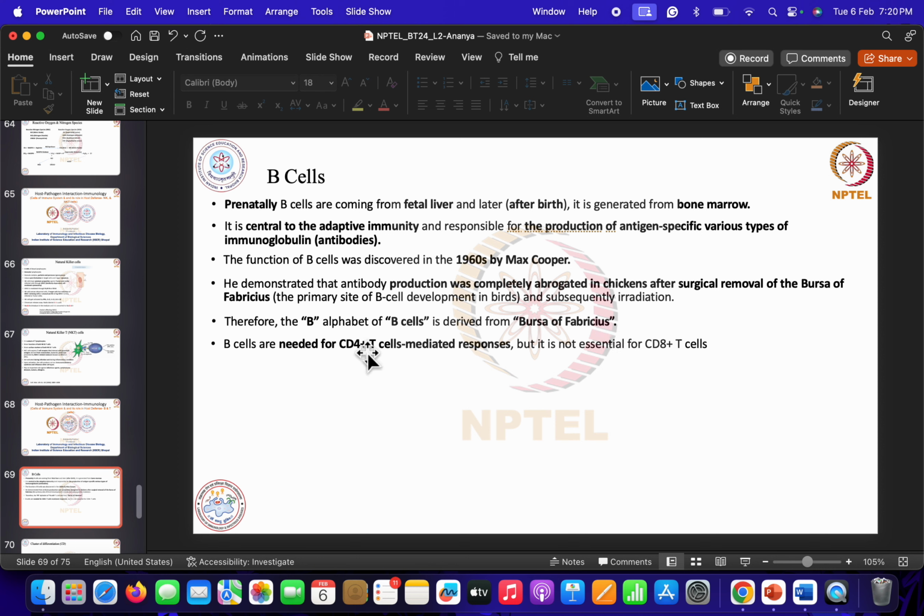B cells are needed for CD4 plus T cell mediated responses, but are not essential for CD8 plus T cells. So you can see that prenatally B cells come from the fetal liver and after birth they are generated from bone marrow. B cells are central to adaptive immunity and responsible for production of antigen specific antibodies, also called immunoglobulins. The function was discovered by Max Cooper, and he demonstrated that in birds or chickens, the bursa of Fabricius is the source of production of B cells.